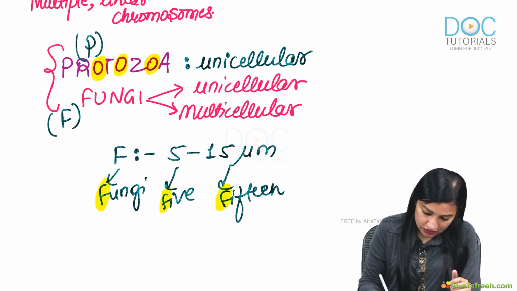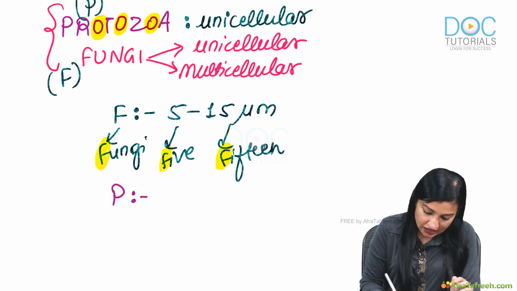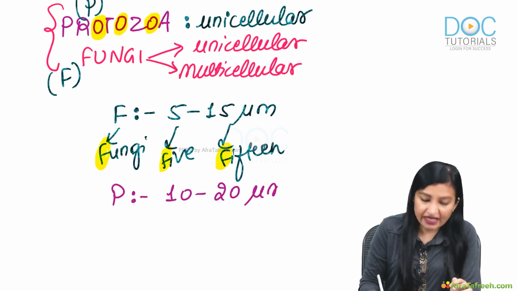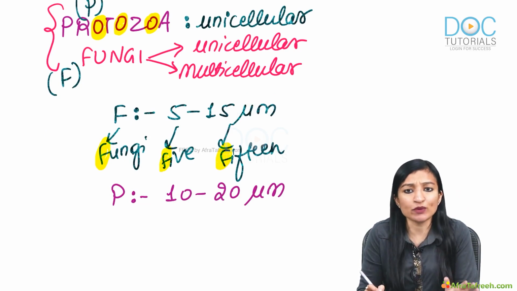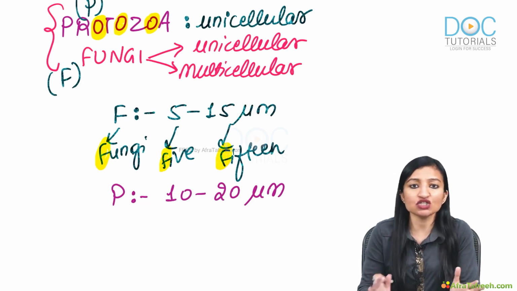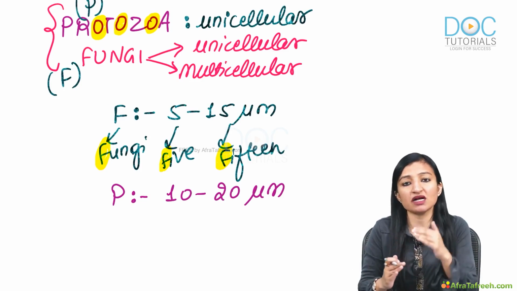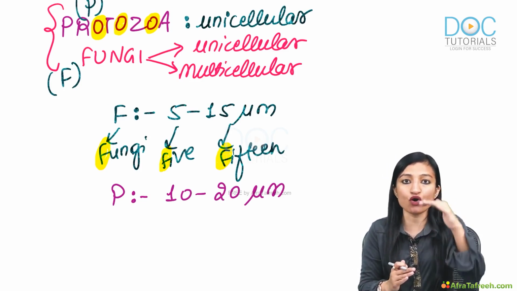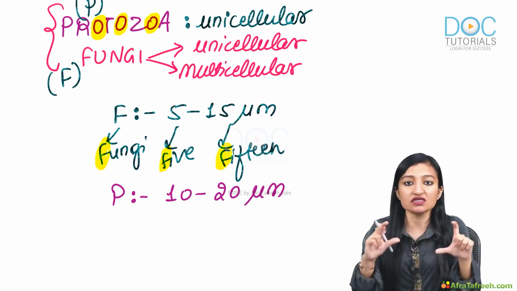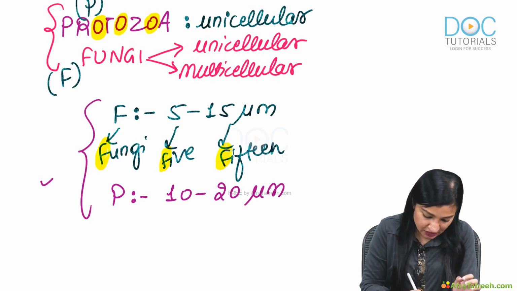Now protozoa are a little bigger. They roughly measure between 10 to 20 microns. This is just a range. Of course, there could be a few exceptions, but most of the fungi and protozoa fall in this range of size. So remember this much.